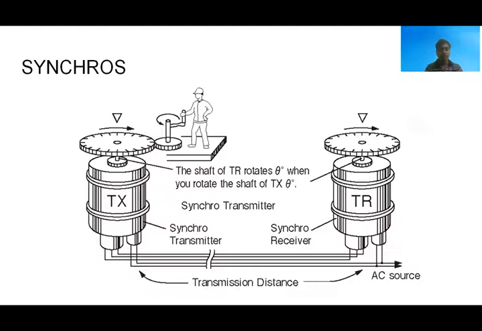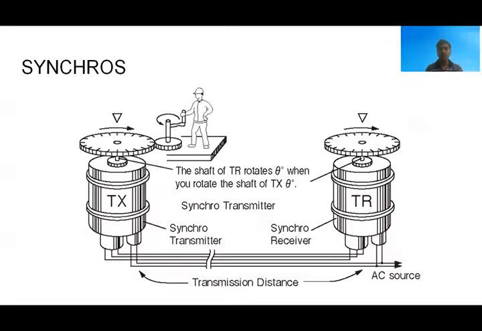Here, when you rotate the shaft of the transmitter by an angle of theta, the rotor will rotate by the angle theta degrees. Then the synchro transmitter will convert this rotation into an equivalent voltage. The voltage will be transmitted from the transmitter to the receiver, where the receiver is connected at a distance. At the receiver side, the synchro receiver will convert the voltage again into mechanical rotation.